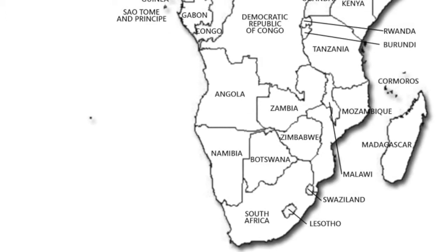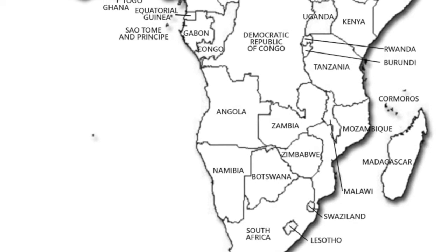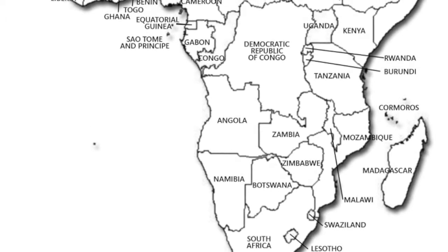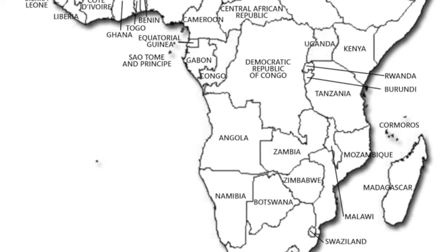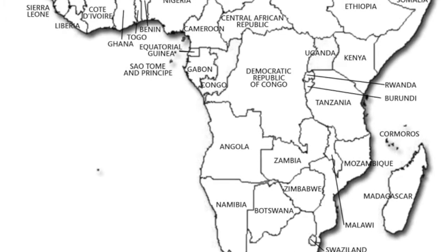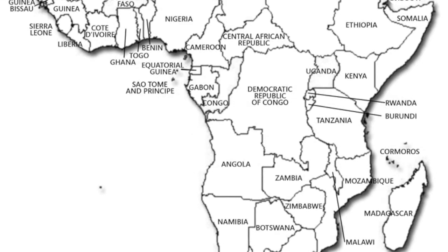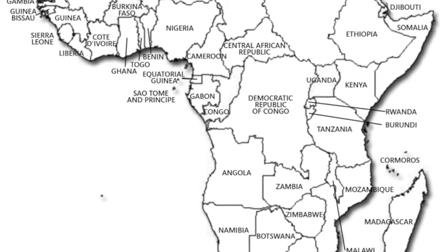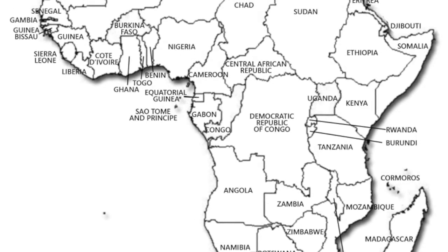The countries of southern Africa include South Africa, Lesotho, Swaziland, Namibia, Botswana, Angola, and Mozambique. The countries in Central Africa include the Democratic Republic of the Congo, the Republic of Congo, Gabon, Equatorial Guinea, Rwanda, Burundi, and the Central African Republic.